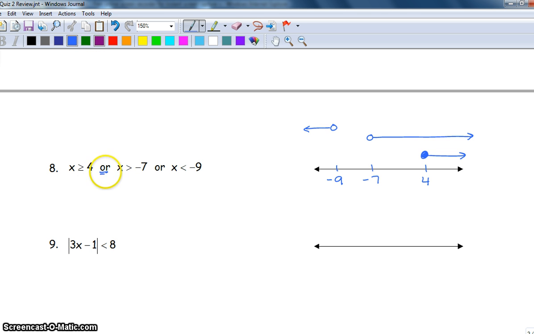Our key word here is "or," which means we want to combine everything. If I'm going to combine everything, I want every number from this set, every number from this set, every number from that set, and I want to put them all into one set. So I'm combining everything together.